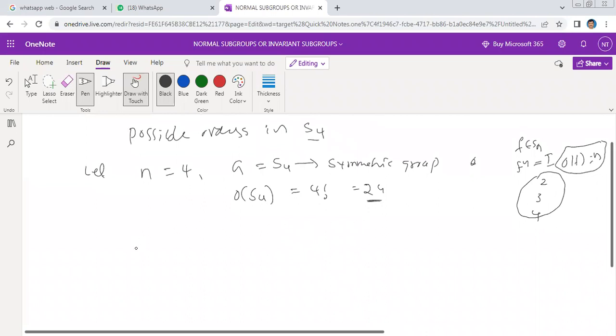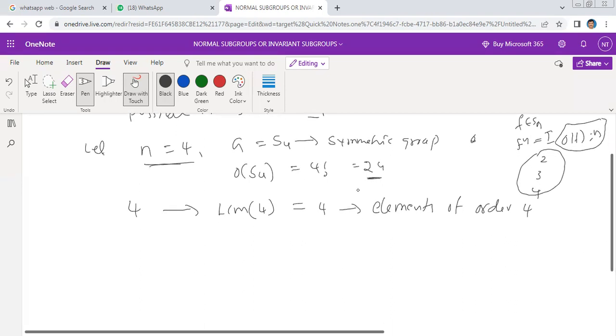So 4 elements. Actually my number n is equal to 4. This 4 can be classified into parts. Now the LCM of this 4, what do we get? 4. That is, elements of order 4. In this S4 there are elements of order 4. I will tell you how many there are next. In this S4, elements of order 4, some permutations are there.